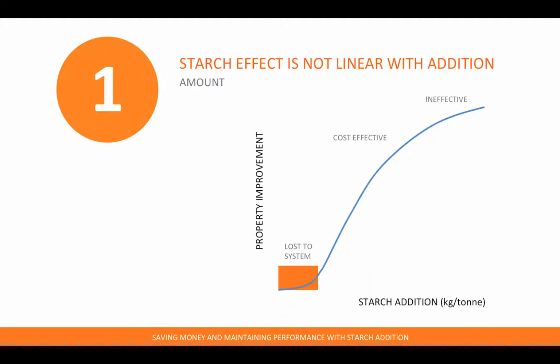The first amount that you would add, say we're talking about wet end starch addition at the moment, is pretty much lost to the system. It's used up by anions and other chemistry in the wet end.